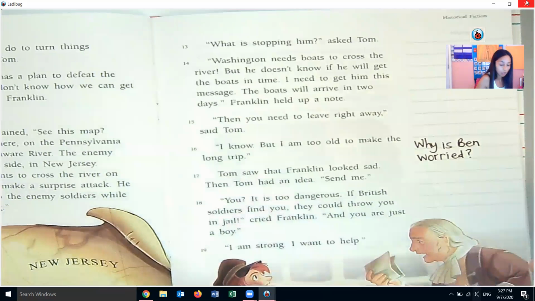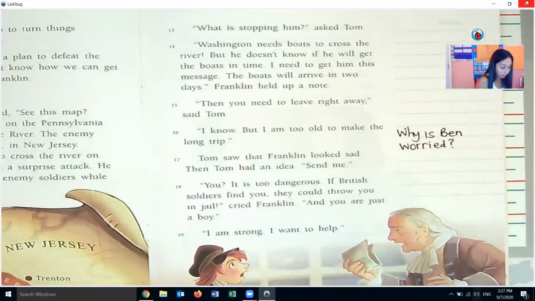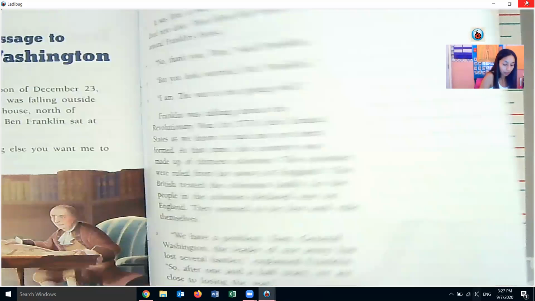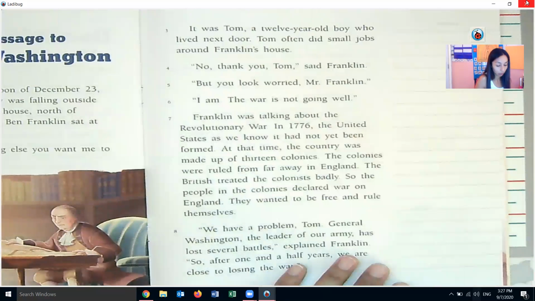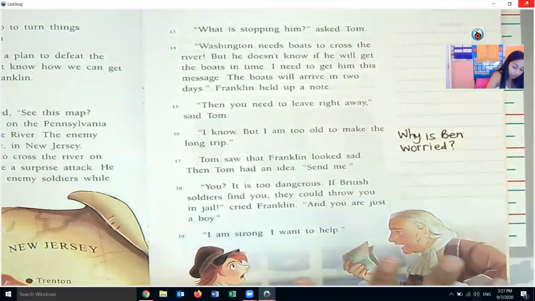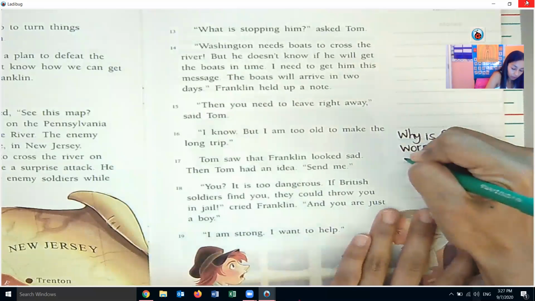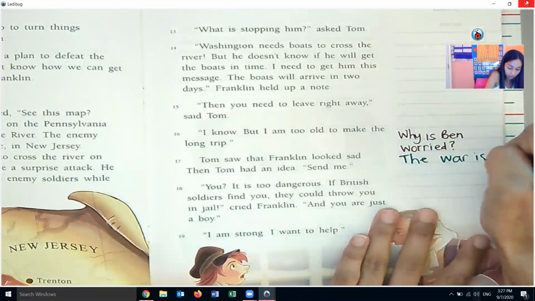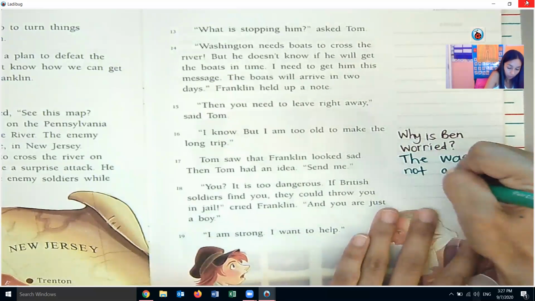That's where we're going to stop. So why is Ben worried? So he's worried, and it kind of said it here, because the war is not going well. So that's why they're planning this surprise attack. Why is Ben worried? The war is not going well.